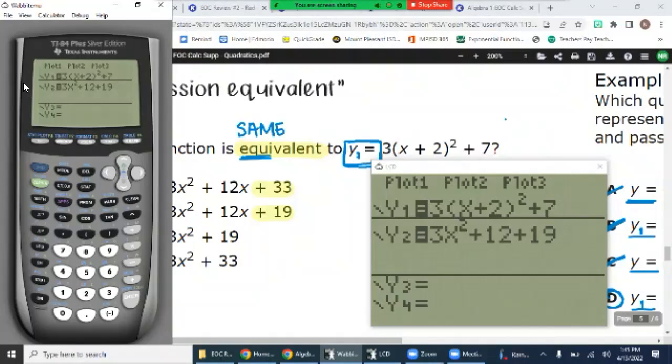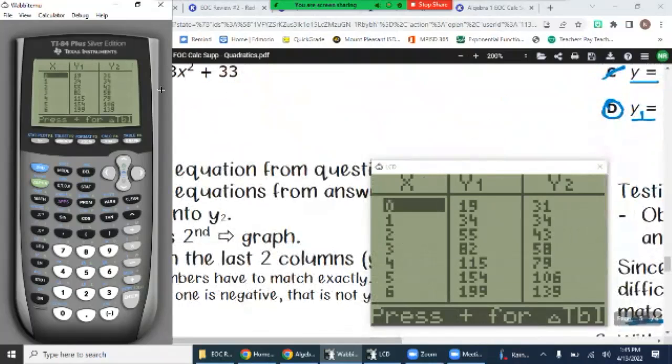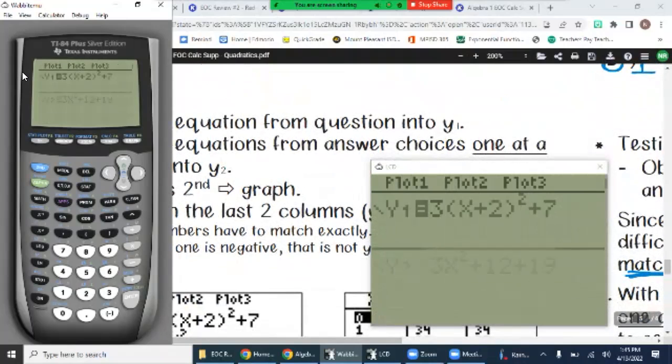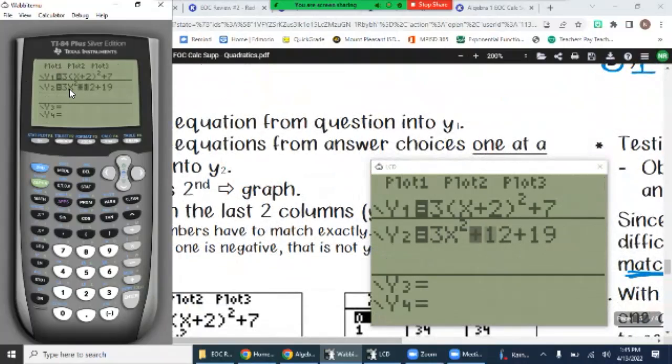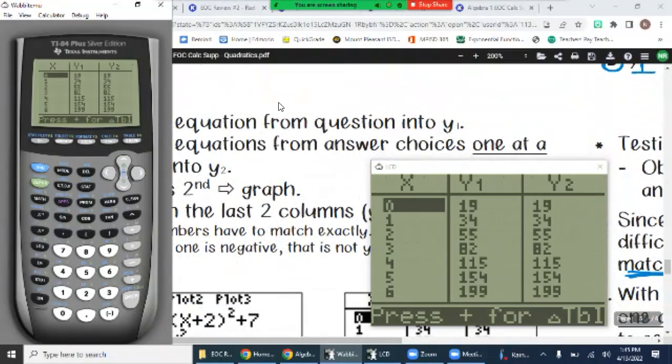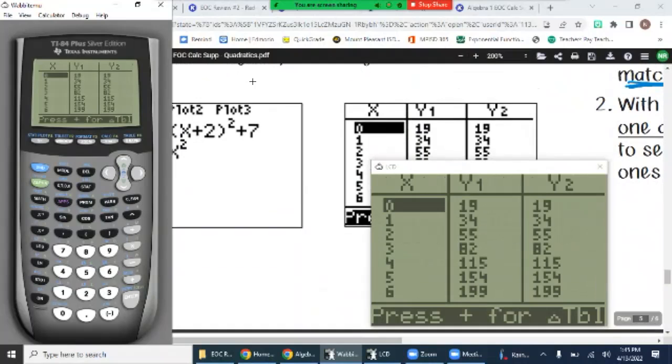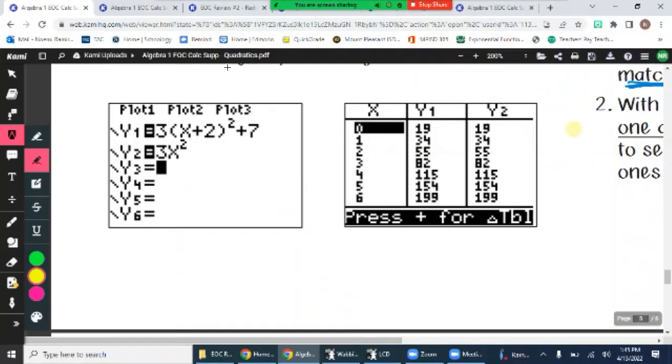And what do you get? You get, ooh, what did I do? I messed something up. I forgot the 12x. Second, insert x. There it is. I probably did the same thing in the other one too. 19, 19, 34, 34, 55, 55, positive 82, positive 82, positive 115, positive 115. They are exactly the same. That is your correct answer. Both equations are representing the same thing.